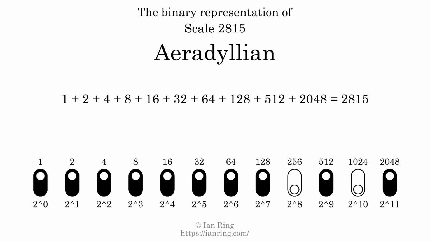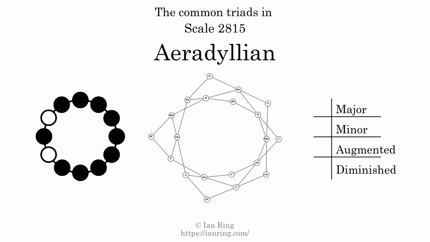2815. The scale number not only enumerates the scale with a unique index, but it also literally describes the tonal content of the scale. Represented as a binary number in base 2, the scale number is 101011111111. Here are the common triads present in this scale.